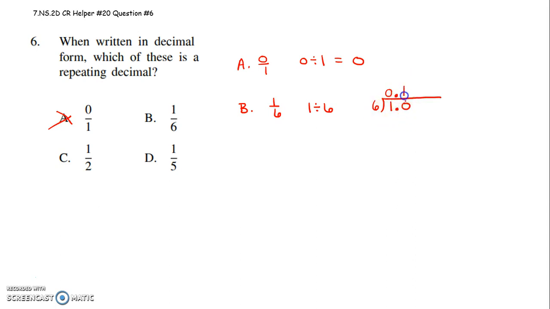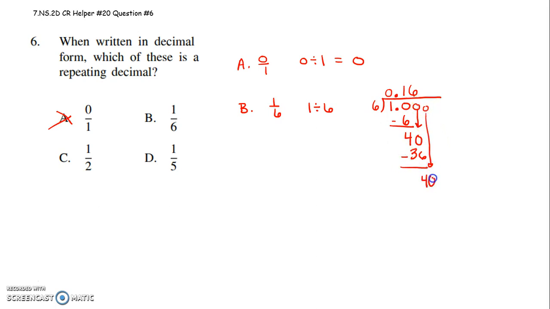6 goes into 10 once. 1 times 6 is 6. Subtract off. 10 minus 6 is 4. Drag down a 0. 6 goes into 40 6 times. 6 times 1 is 36. Or I'm sorry, 6 times 6 is 36. 40 minus 36 is 4.